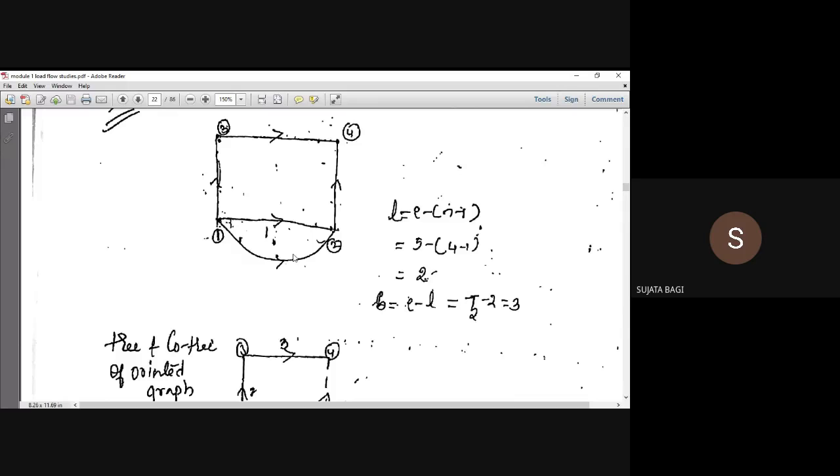And what about branches? If 2 links are there, obviously the left out elements are branches: 1, 2, 3. You don't need to calculate this, otherwise you can calculate. B is equal to E minus L, 5 minus 2, that is 3. So 3 branches, 2 links. 3 plus 2 is nothing but 5. So out of these 5 elements, 3 are branches and 2 are links.